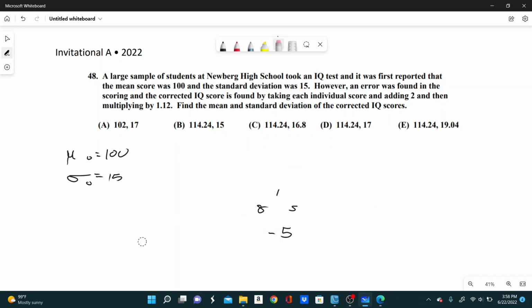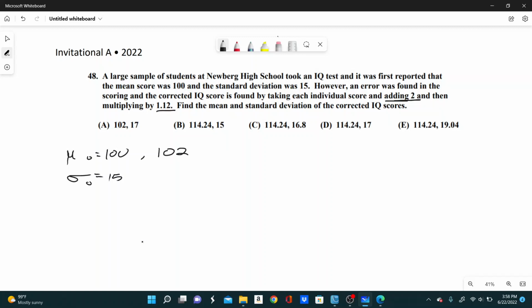So if you take all your data points and add 2 to them, like in the problem, the corrected IQ score is found by taking each individual score and adding 2. So we're going to go to 102, and then we'll multiply it by 1.12.